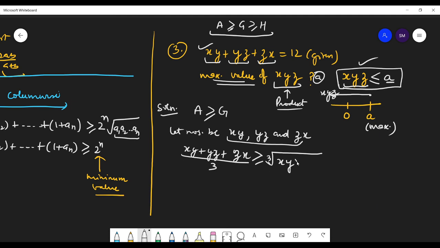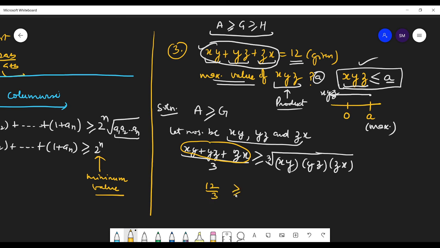So cube root of xy into yz into zx. Now students, what is given to you? What is the value of this? It is 12. So 12 upon 3 is greater than or equal to the cube root of x squared, y squared, z squared. Agreed? So here 3 times 4 is 12.